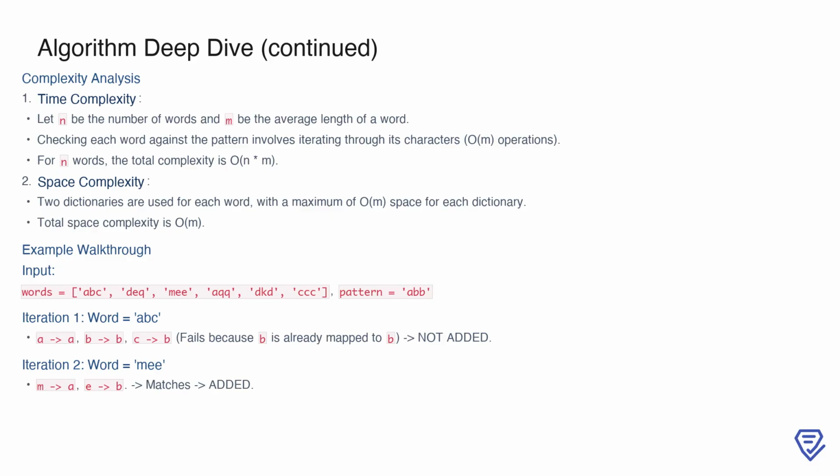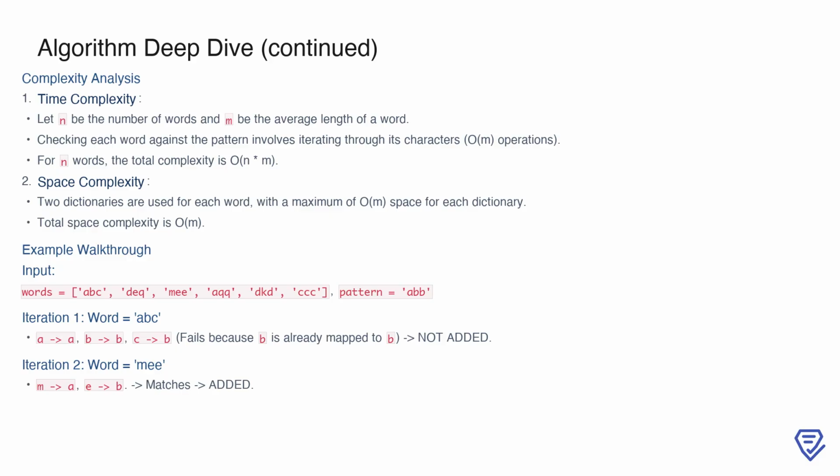Since we perform this operation for each of the n words, the total time complexity is n*m. For space complexity, we use two dictionaries for each word, which together require O(m) space for storing the mappings. Thus, the overall space complexity is O(m). To illustrate, let's walk through an example.